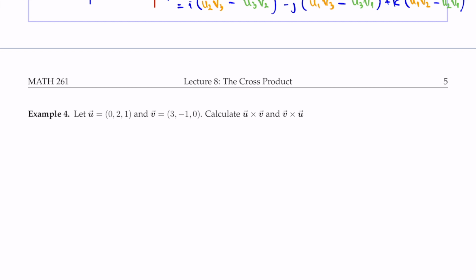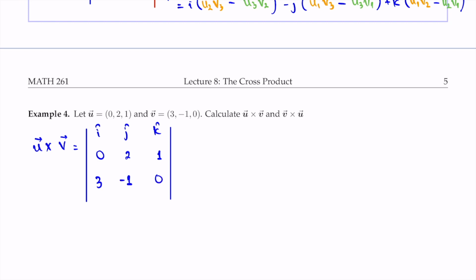v crossed with u. So for u crossed with v, we're going to form a determinant like this with two big vertical lines. There consists of 3 entries in 3 rows. The first row consists of i, j, and k. The second row consists of the components of the first vector in the cross product, which is u in this case. So you get 0, 2, 1. And the last row consists of the components of the second vector in the cross product, which is v in this case. So you have 3, negative 1, 0.